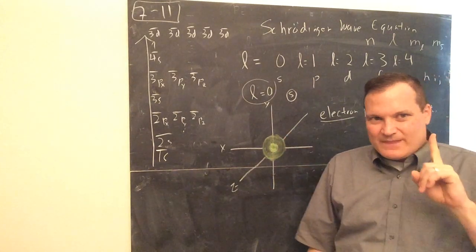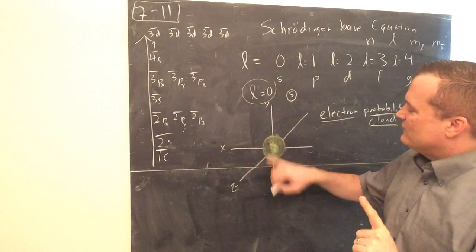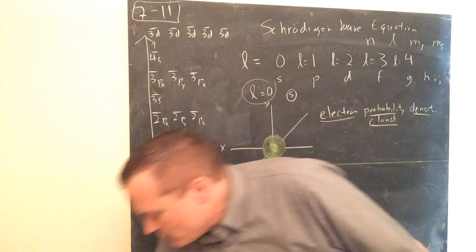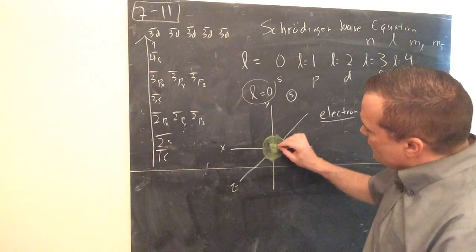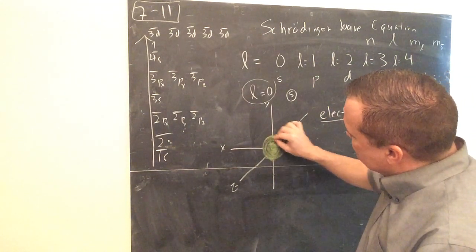Now, here's how I want you to think about this electron cloud. When you see it darker, the darker area should be where it's more likely to find the electron.